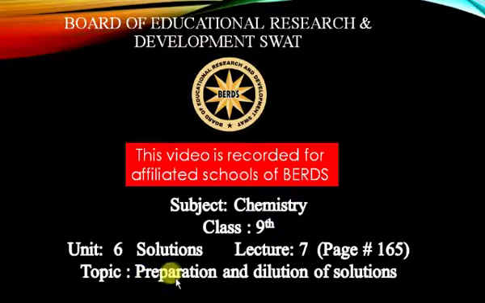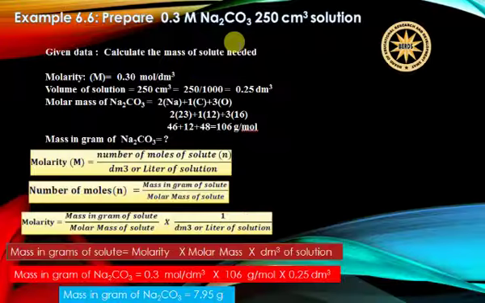The topic is preparation and dilution of solutions, which is given in your book on page number 165. This numerical is related to the preparation of solutions. So here we have an example 6.6, which is: prepare 0.3 molar sodium carbonate, 250 centimeter cube of solution. So here we have sodium carbonate, which is a solute, and the given molarity is 0.3 molar, and the total amount of solution is 250 centimeter cube.